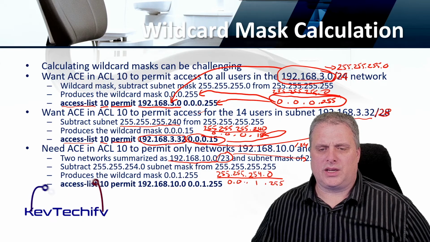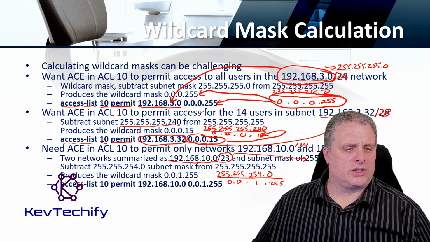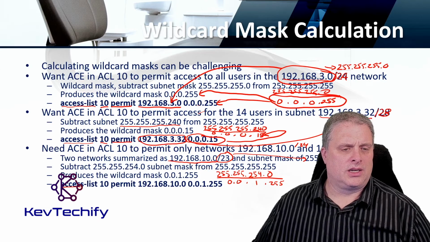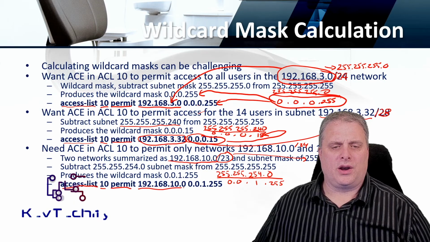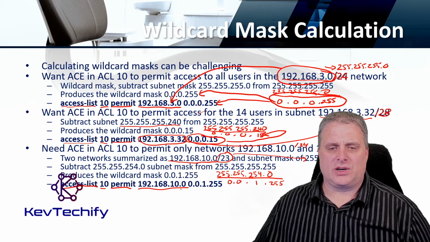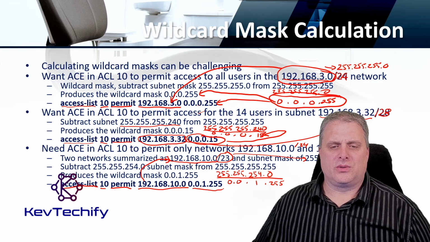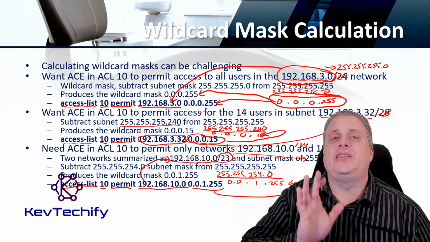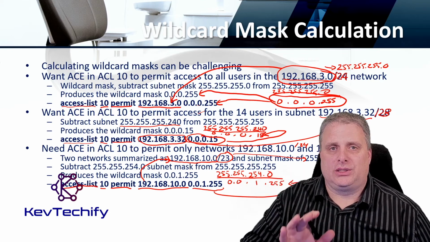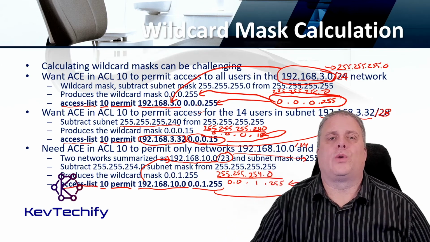So our wildcard mask is 0.0.1.255. We can go ahead and build our access control entry, starting off with the keyword access-list. For access-list 10, we're permitting. Then we put our network address in here. Once again, our network address came from when we summarized our networks together. And then we can put in our wildcard mask. Once again, our wildcard mask came from when we did our subtraction. So the calculation can be done with that subtraction where you put four 255s, put the subnet mask, subtract those, and that will give you your wildcard mask.